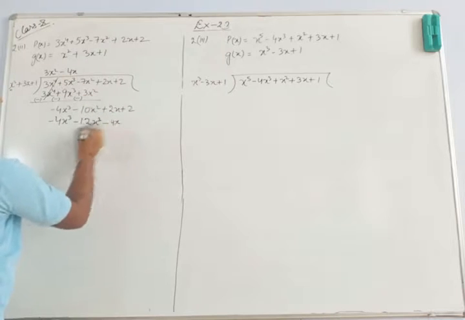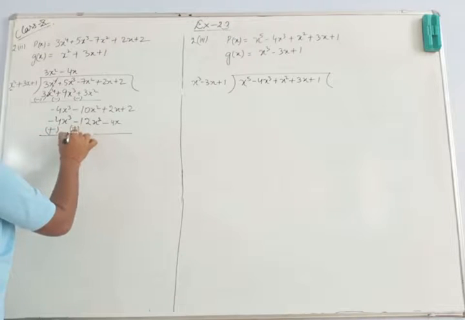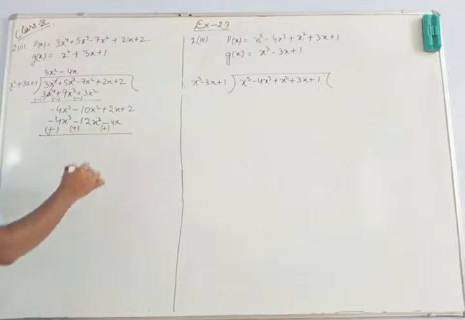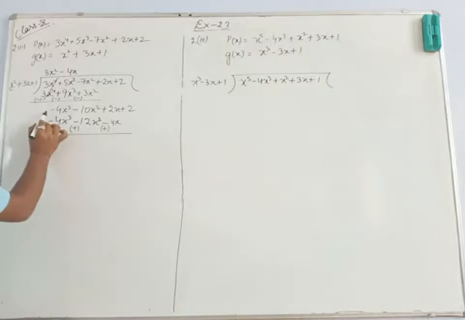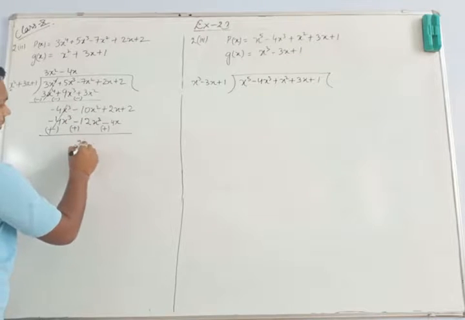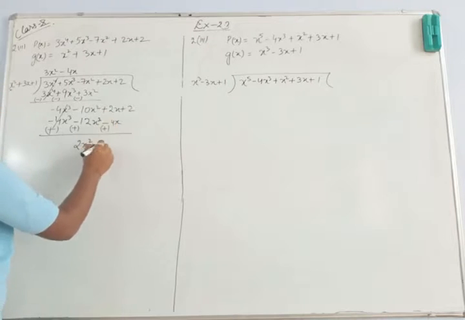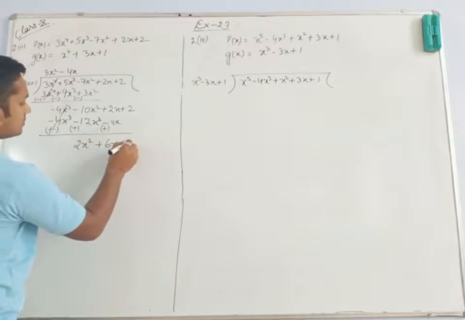So now change the sign. This one becomes positive, this one will also become positive, and this one will also become positive. Then one is negative, one is positive, it will get cancelled out. It is positive, it is negative. Negative is less, so 12 minus 10 will give you 2x square, and plus 2x plus 4x will give you plus 6x plus 2.